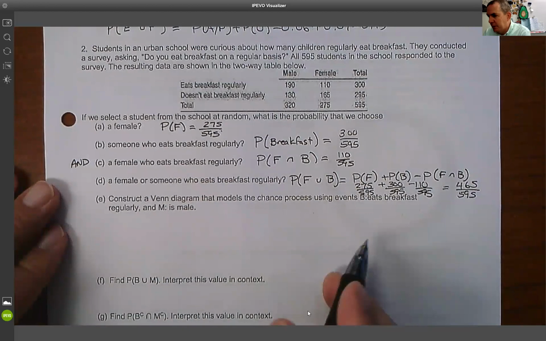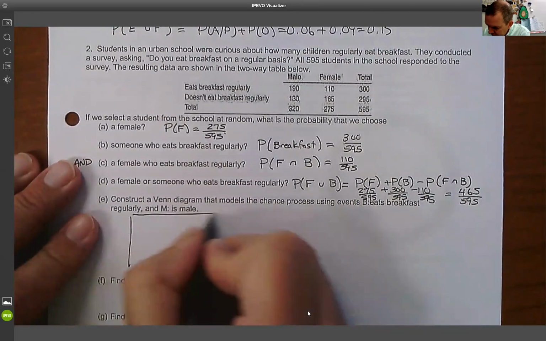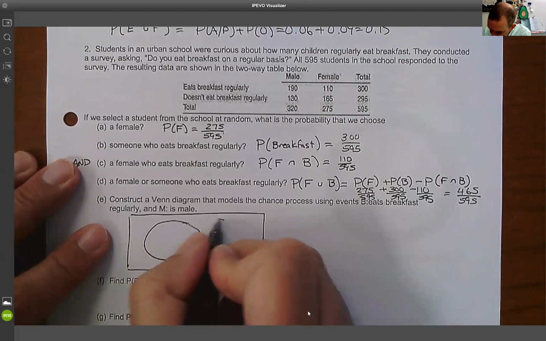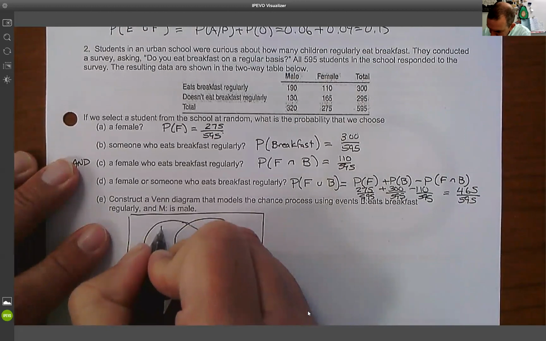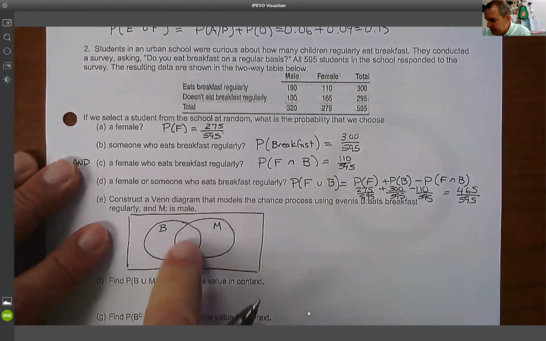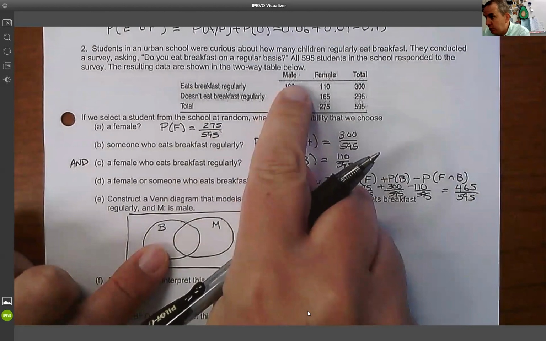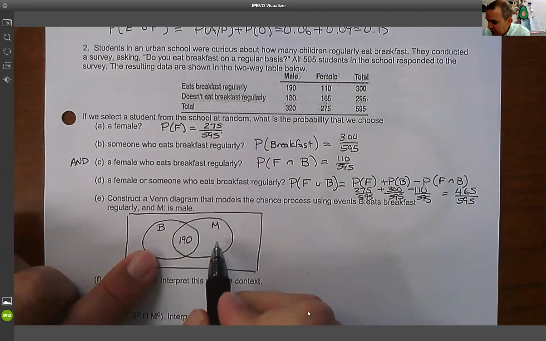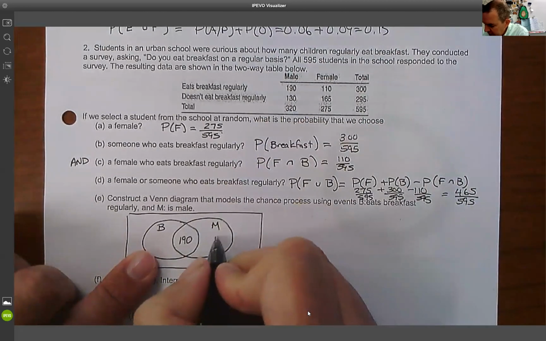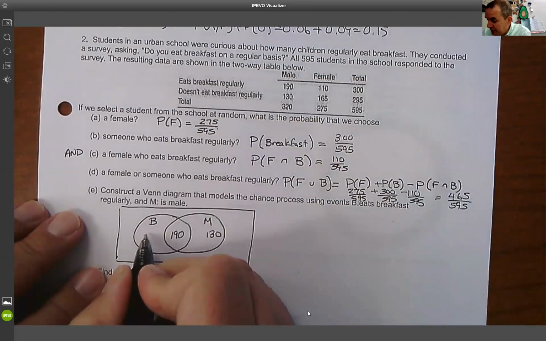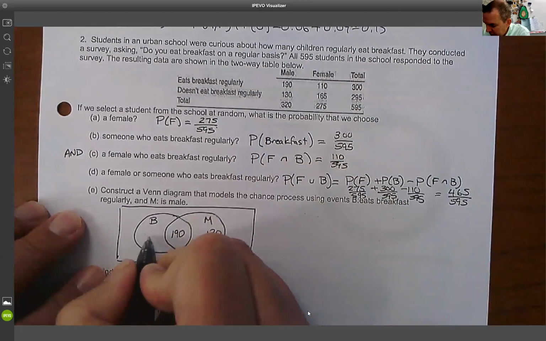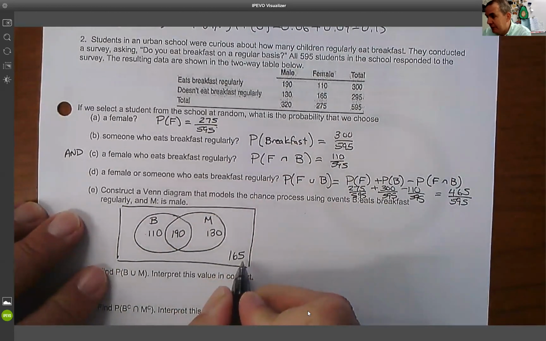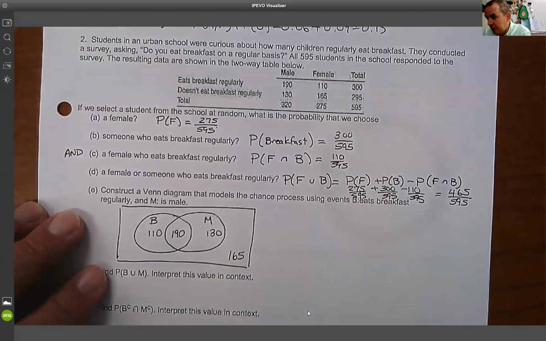Construct a Venn diagram, and we want to do breakfast and males. We'll do this big box, a circle for B and a circle for M. This is breakfast and this is male. These are males who eat breakfast, so that's these 190 people. These are males who don't eat breakfast, so that's these 130 right here. These are people who eat breakfast who are not male, my females who eat breakfast, 110. And these 165 would be outside. These are people who neither eat breakfast nor are male, so these are females who don't eat breakfast.